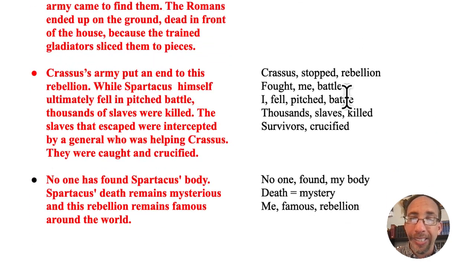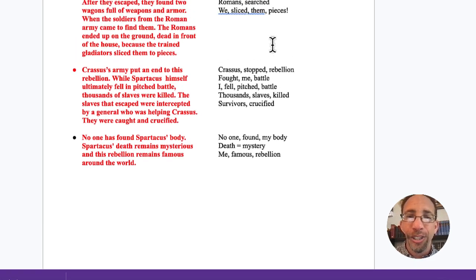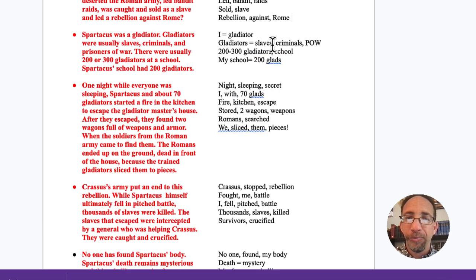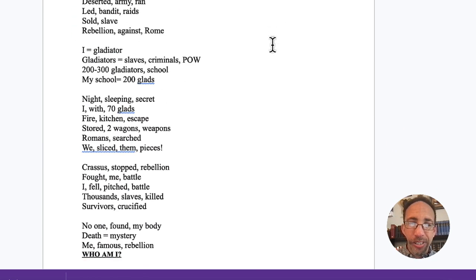So when you get to the end of this outline, you see no one found my body, death equals mystery, me famous rebellion. And that's a pretty solid conclusion as he puts all the words into the keyword outline. Okay, so then if we just scroll a little bit here, you'll see our keyword outline all on one page that he would use for his Faces of History presentation, filling in the details as he goes.